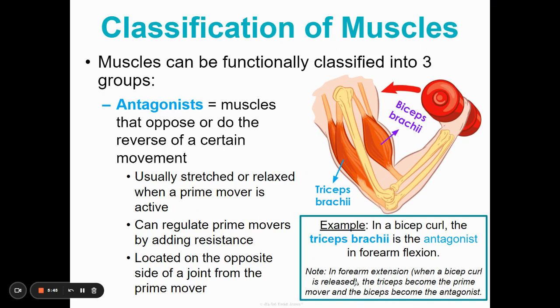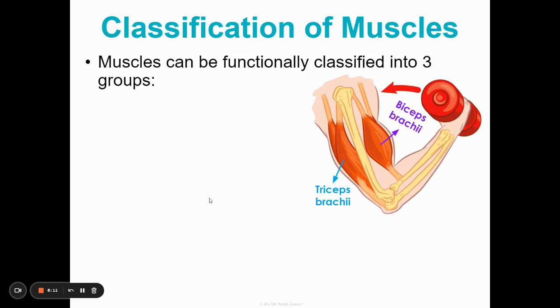So when a biceps curl is released, the triceps become the prime mover and the biceps become the antagonist, because now our new movement is extension. I know it's a little bit tricky to get your head around, but you just have to think about what is the action that's happening. Is it flexion or is it extension? And then you can name your agonist and your antagonist. You might want to practice that with a body part right now if you want to.